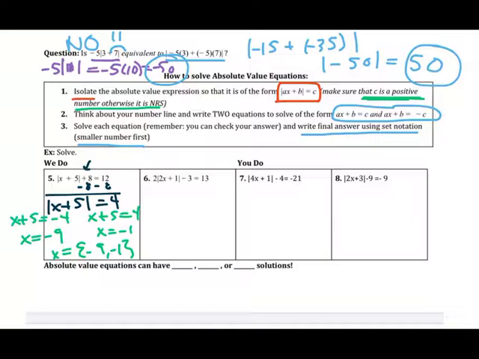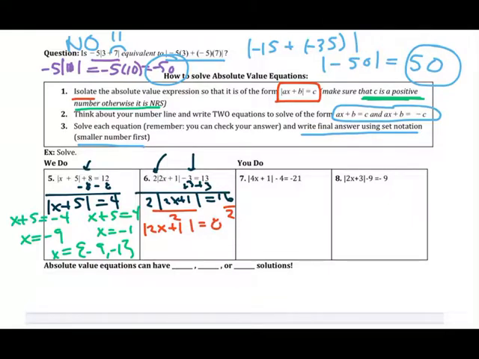On number 6, there's two things preventing the absolute value from being by itself. The 2 and the negative 3. So we're going to deal with them by first adding 3 to both sides. So that's going to give me 2 times the absolute value of 2x plus 1 equals 16. And then we need to get rid of the 2 in front, so we're going to divide both sides by 2. That's going to give us the absolute value of 2x plus 1 equals 8.